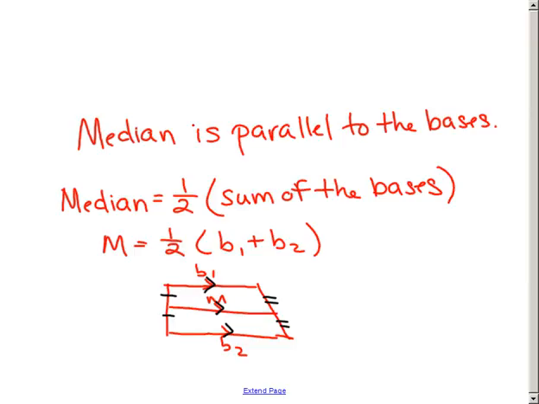Sometimes you'll see the formula written as a capital M that represents your median equals 1/2 the sum of your bases. To show the sum of the bases, we use B1 plus B2. This is similar to your midsegment, where the midsegment was equal to half of the base. Because it was coming from a triangle, it only had one base. Here we have 2 bases, so we need to use the sum of them to create our median length.